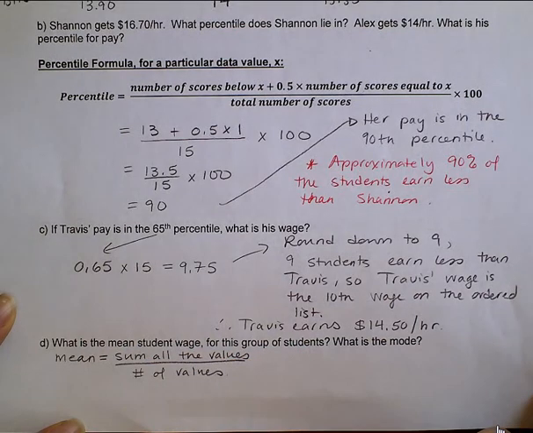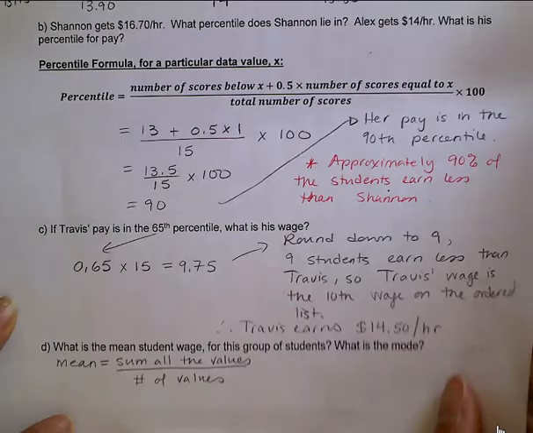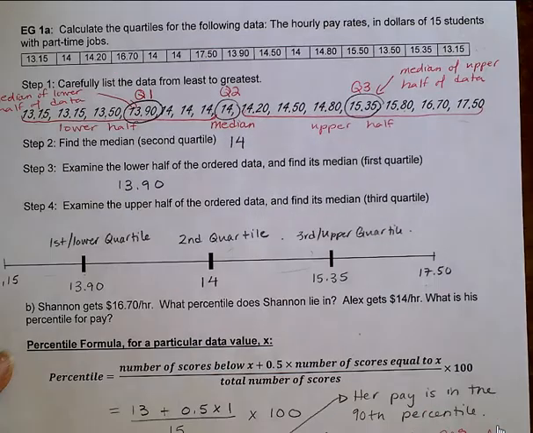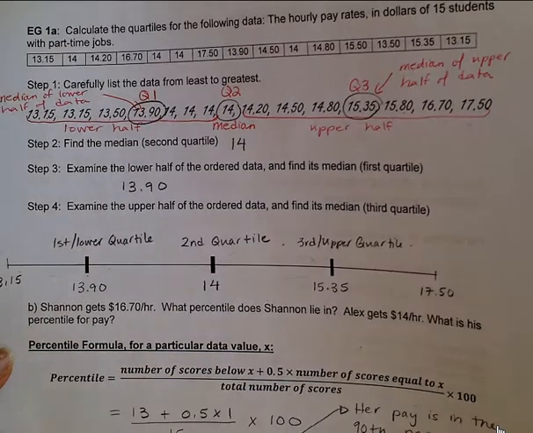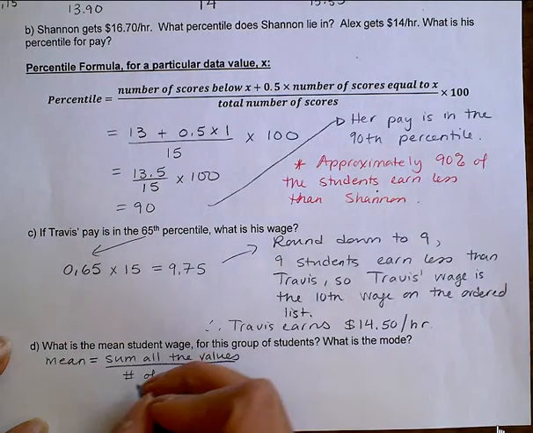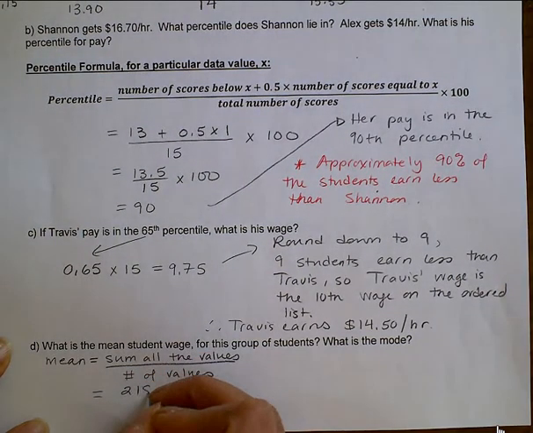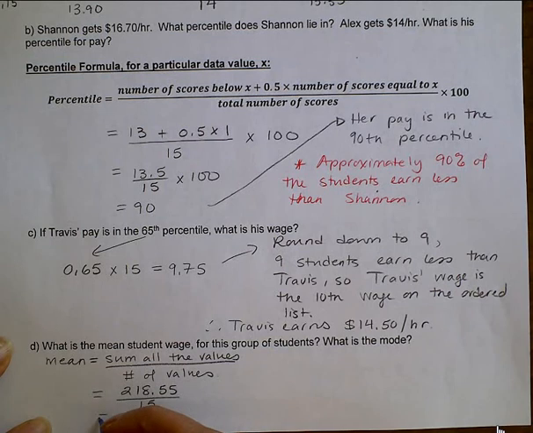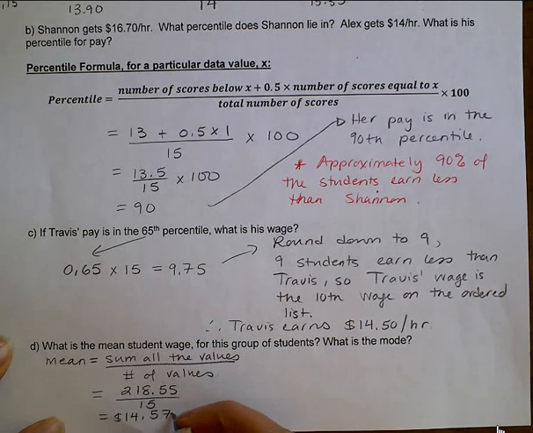So on your calculator, remember to hit pause to do the work on your own. You're going to add up all the numbers on our list. You can use either list, it doesn't matter, this one or this one. And then after you find that sum, divide by 15. So you should have gotten $218.55 as your sum. And when we divide that by 15, we get a mean hourly wage of $14.57 per hour.